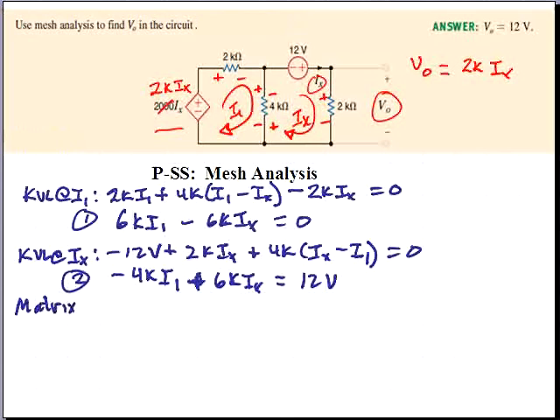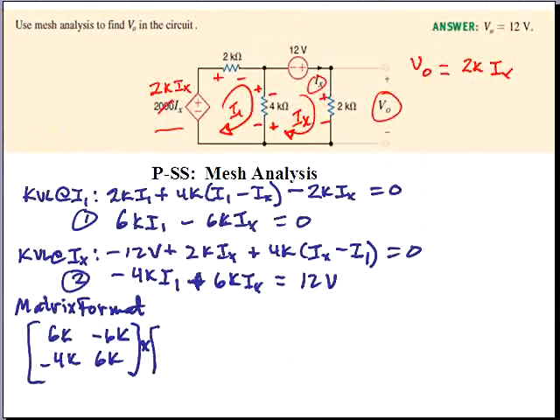You can write these two equations in a matrix format. So that is the resistance matrix, and we have the current matrix I1 and IX, and that's equal to the voltages 0 and 12 volts. So this would be from equation 1 and from our mesh current equation 2.